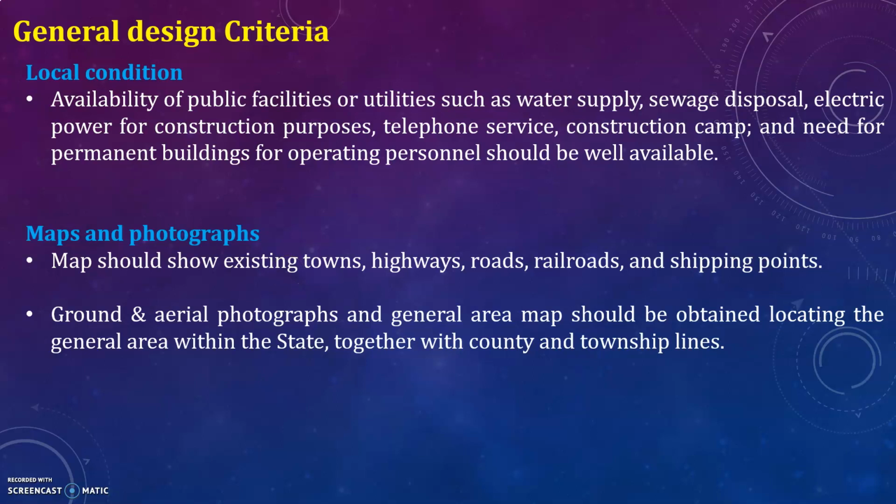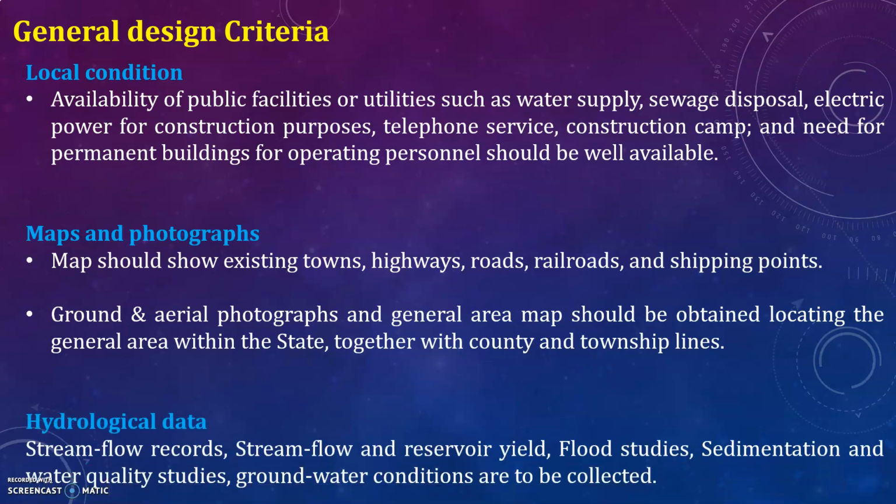Maps and photographs. A map should show existing towns, highways, roads, railroads, and shipping points. Ground and aerial photographs and a general area map should be obtained, locating the general area within the state together with country and township lines. So the maps and photographs are also needed. Hydrological data, stream flow records, stream flow and reservoir yield, flood studies, sedimentation and water quality studies, and groundwater conditions are to be collected.